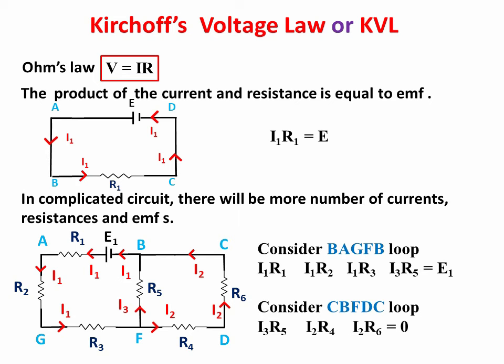Suppose the battery E2 is given and connected in between the branch B and C. Then what is the equation? I3 R5, I2 R4 and I2 R6 is equal to E2. In this way you have to write the product of current and resistance.